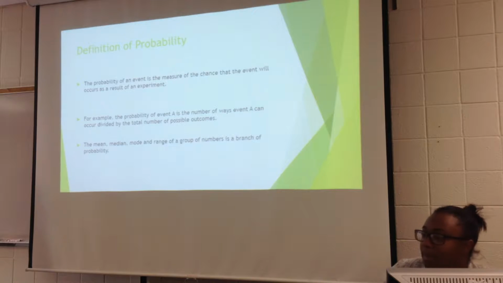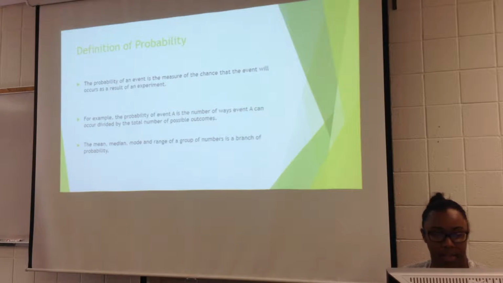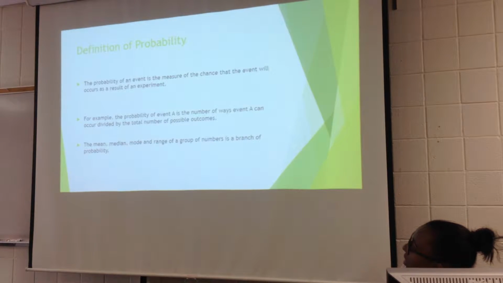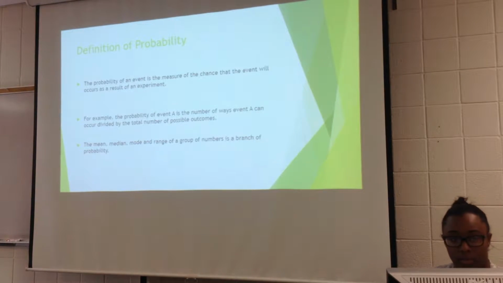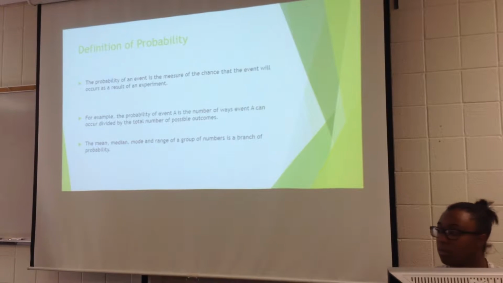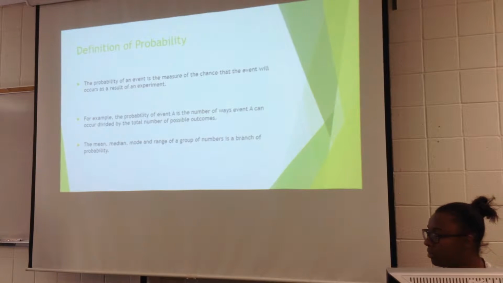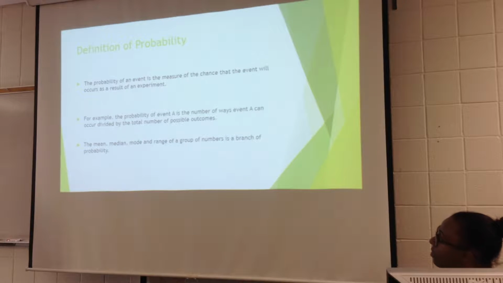Okay, so the definition of probability. You'll also need a notebook and a piece of paper to take some notes. The probability of an event is the measure of the chance that the event will occur as a result of an experiment. For example, the probability of event A is the number of ways event A can occur divided by the total number of possible outcomes. The mean, median, mode, and range of a group of numbers is a branch of probability. You'll just need to write down this sentence. It's important.